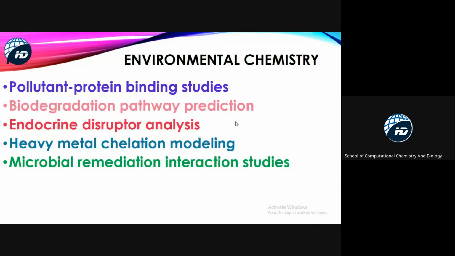Number one is environmental chemistry. You can do very well in that area. You can use it for pollutant protein binding studies, biodegradation pathway prediction, endocrine disruptor analysis, heavy metal chelation modeling, microbial radiation interaction studies. These are what you can do in environmental chemistry.